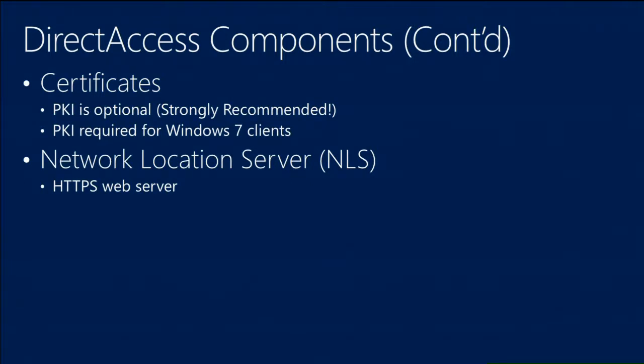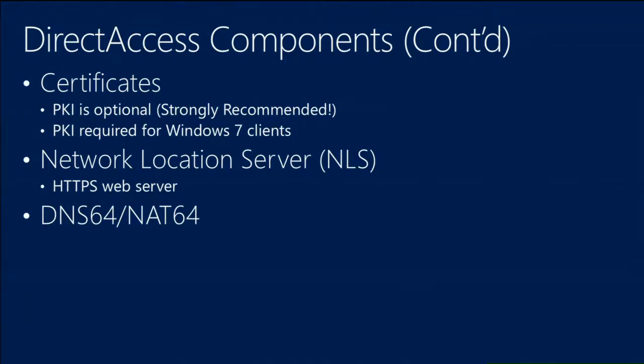In previous versions, the Network Location Server was up to you to install and configure, so you had to deploy that in your environment. In Server 2012, we've taken that out of your hands, and the Network Location Server is actually installed as a part of the role, and then it's configured using the DirectAccess deployment wizard. So it's actually on box. We don't have to do anything. We don't need anything extra for that.